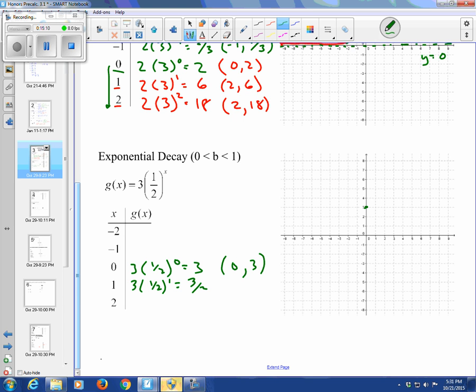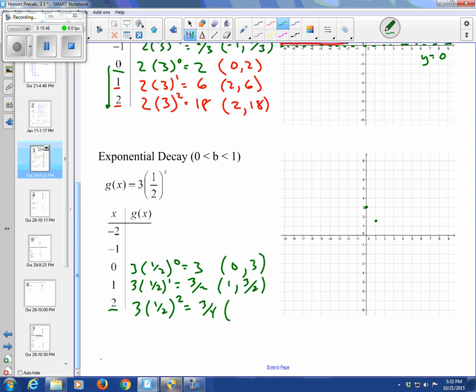As we raise that base of 1/2 to higher and higher powers, we're cutting in half for every integer exponent that we have. So with 1, we get 3/2, which is approximately right there. And when we raise 1/2 to the second power, with an input of 2, we are multiplying by 1/2 twice. So we're cutting that previous value in half, and we are getting 3/4.